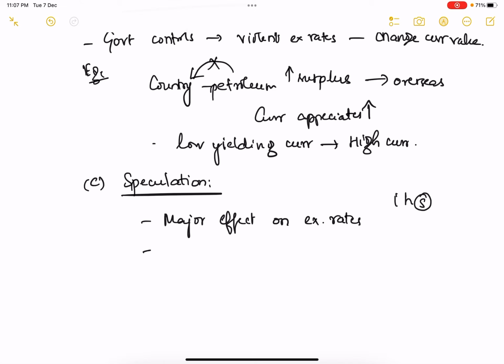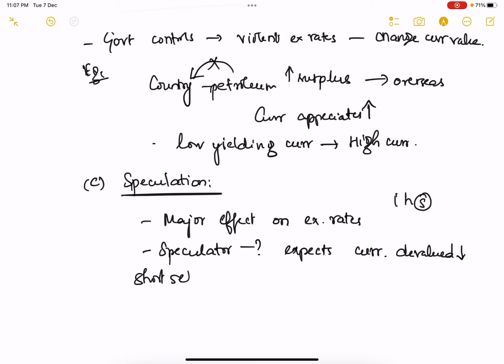Speculation is actually a process which is done by a speculator. The speculator expects that a particular currency will be devalued. So he will short sell the currency for buying it back at a cheaper rate in future. He will assume that the currency has lost its value, short sell it and buy it later.